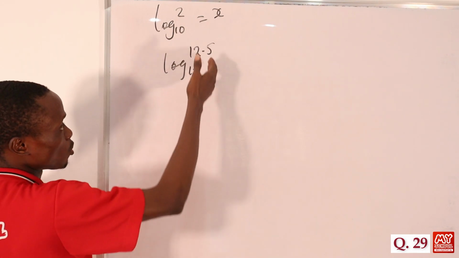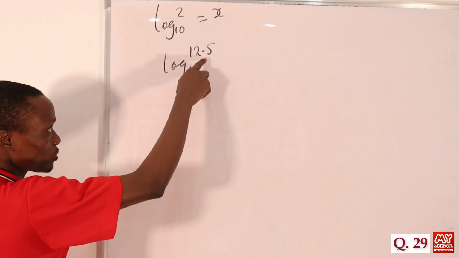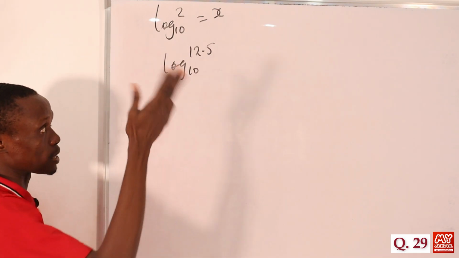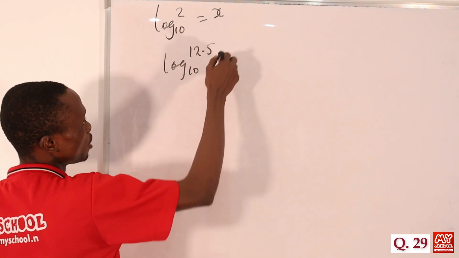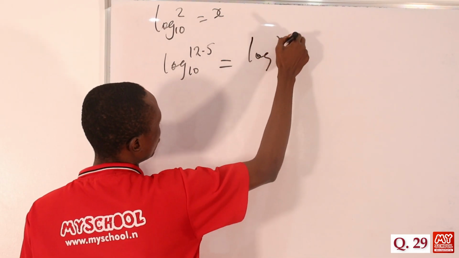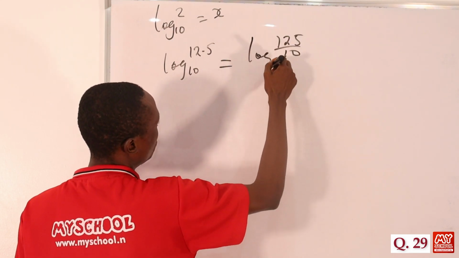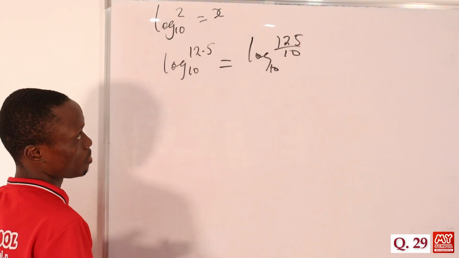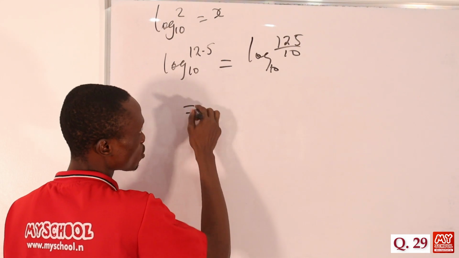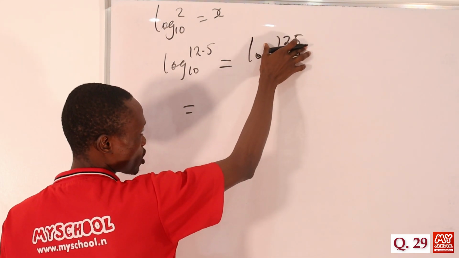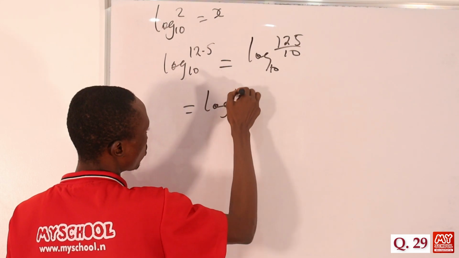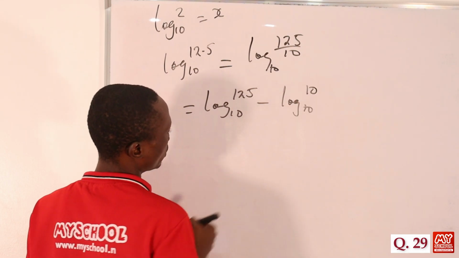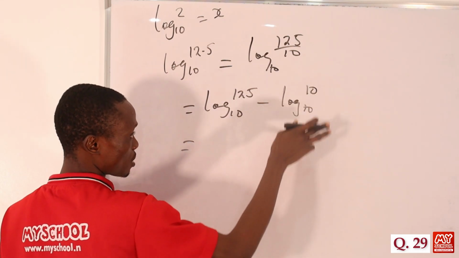First things first, we remove the decimal point from the number that is given to us. To do that, we multiply that number by 10 and also divide it by 10. So this becomes log of 125 over 10, base 10. 125 over 10 is still the same thing as 12.5. So remember the laws of logarithm. We can rewrite this as log 125 base 10 minus log 10 base 10.